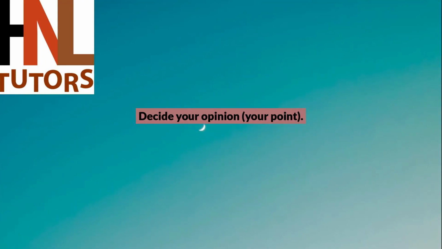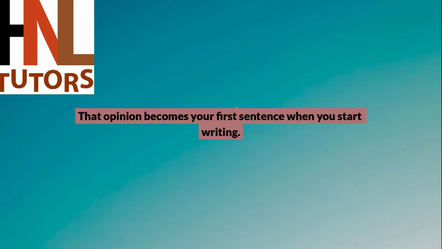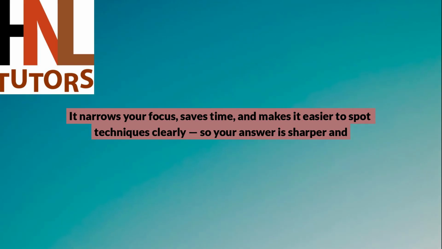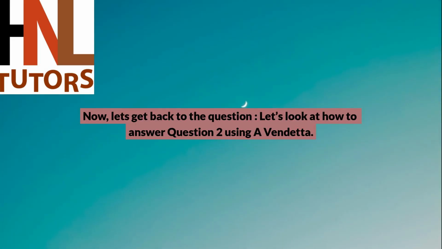Decide your opinion, your point. After highlighting your evidence, decide what the writer is showing overall. That opinion becomes your first sentence when you start writing. Why this helps: it narrows your focus, saves time, and makes it easier to spot techniques clearly, so your answer is sharper and more confident. Now, let's get back to the question.